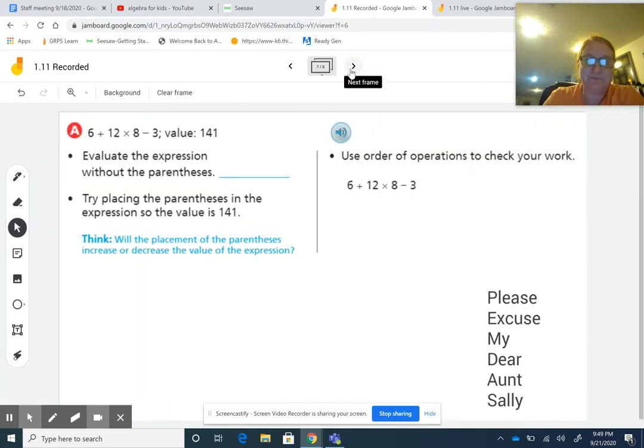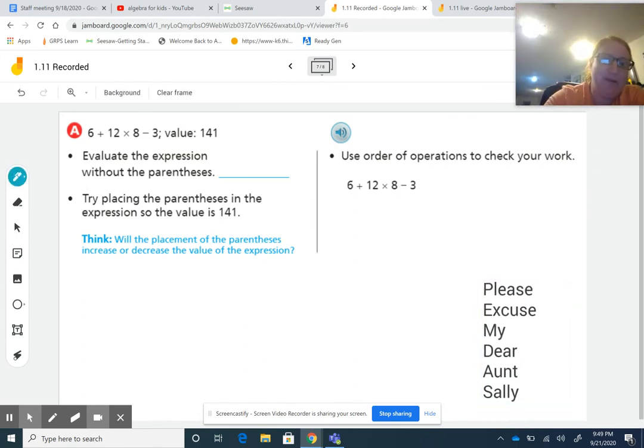All right, next slide. We have 2 here. And I want to show you, I like this slide because I want to show you how your answers could be so different if you don't go in order. So I put the order down at the bottom. Please excuse my dear Aunt Sally. Please stands for parentheses. Excuse stands for exponents. My stands for multiplication. Dear stands for division. Aunt stands for addition. And Sally stands for subtraction.